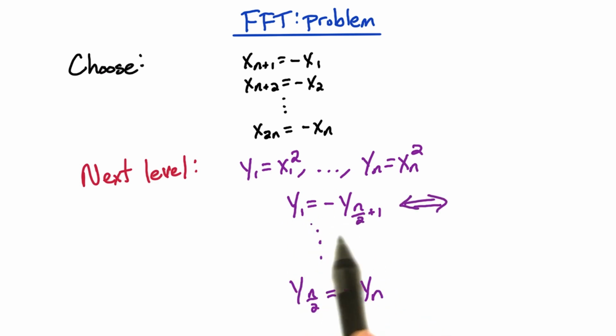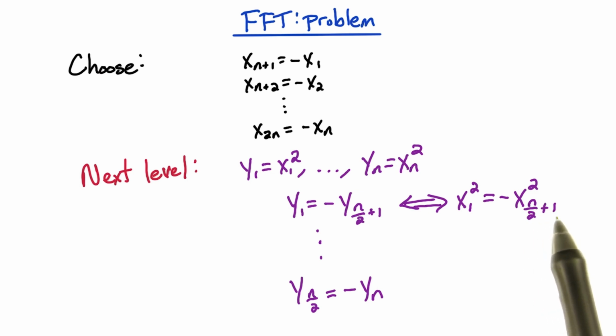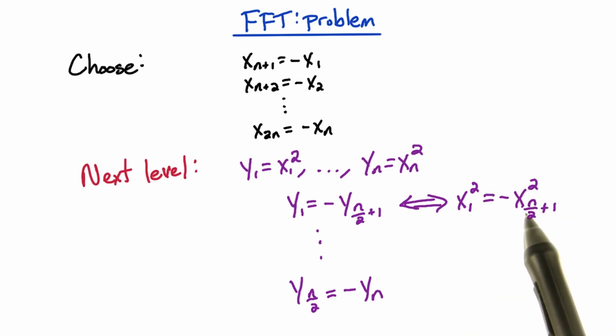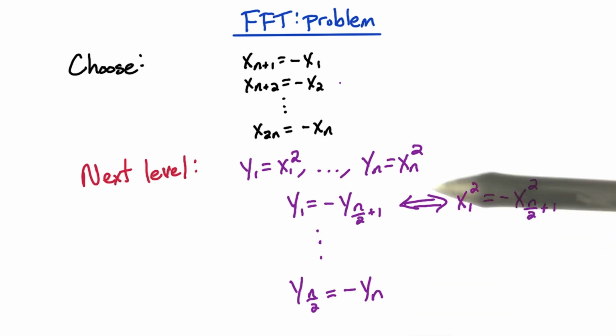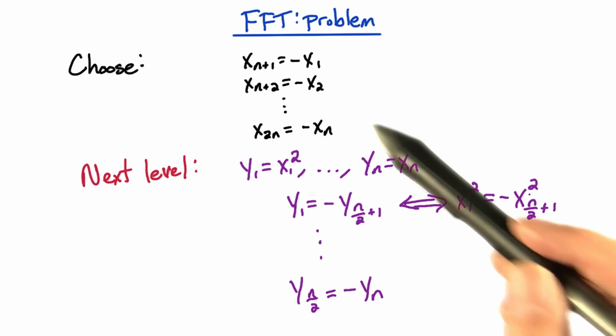What does this mean in terms of x? This means that x1 squared is the opposite of x n over 2 plus 1 squared. But the square of a number is always positive. So this is a positive number, and this is a positive number. So how can they be opposites of each other? Well, it's impossible if we're working with real numbers. The only way to achieve this is by looking at complex numbers. So we can easily achieve the plus-minus property at the top level of the recursion. But for all further levels of the recursion, in order to achieve the plus-minus property, we need to look at complex numbers. So let's do a quick review of complex numbers, and then we'll see the appropriate choice of these two n numbers.